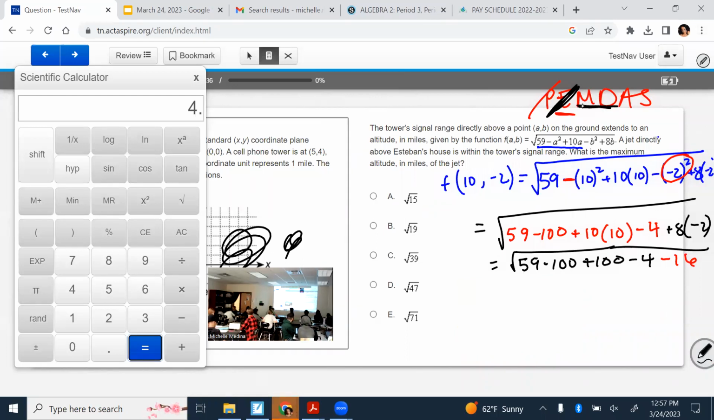So we did all the multiplication. This is in the same step, by the way, multiplication and division from left to right. There's no division. Now it's adding or subtracting from left to right. They're in the same step. So just from left to right, always clear your calculator before you do anything. We're doing 59 minus 100 plus 100 minus 4 minus 16. So under the square root symbol should be 39, which matches option.